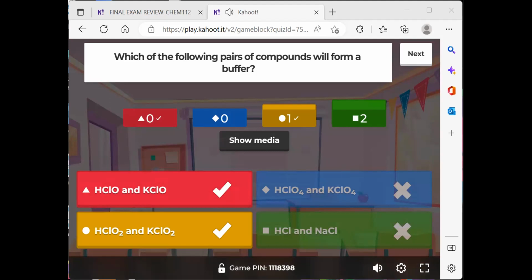Remember that to make a buffer, we need a weak acid and the salt of its conjugate base. In here, the answers in blue and in green, specifically, had strong acids. So remember that there are 6 strong acids that you need to be familiar with in order to answer a question like this.